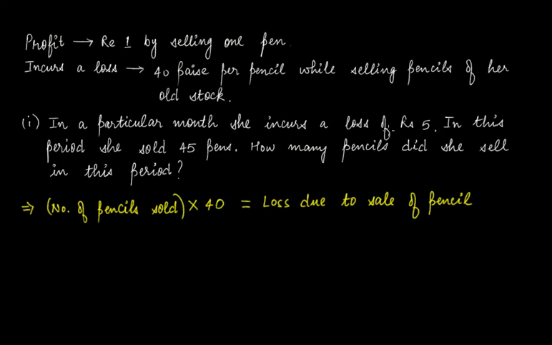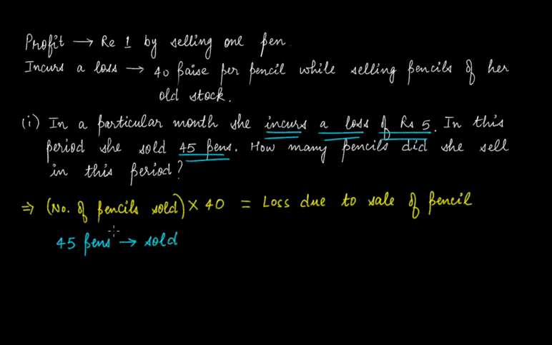Okay, in this period she sold 45 pens. How many pencils did she sell? Now it's clear from here that you are incurring a loss of ₹5. That is the net loss. What this is implying is the net loss. Okay, and she sold 45 pens. So 45 pens sold, right?